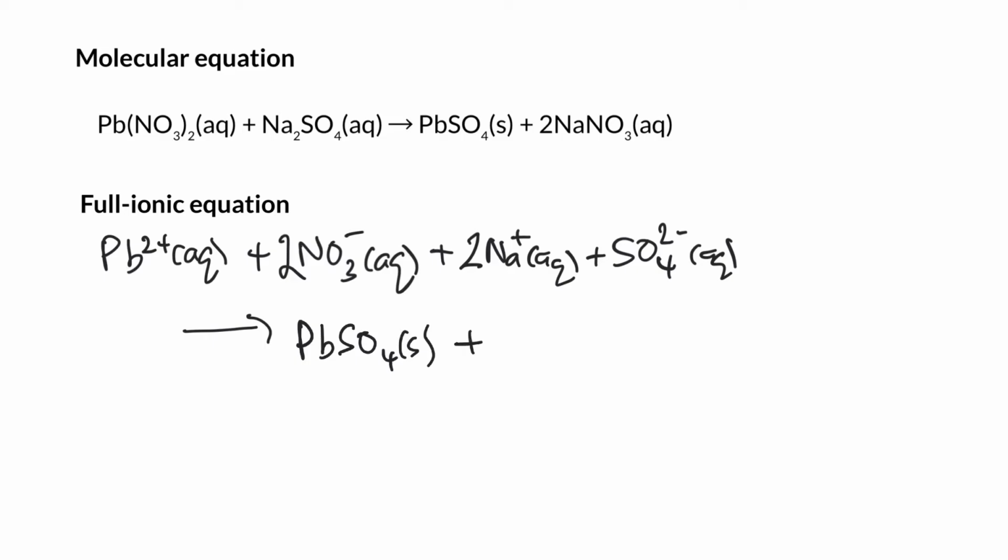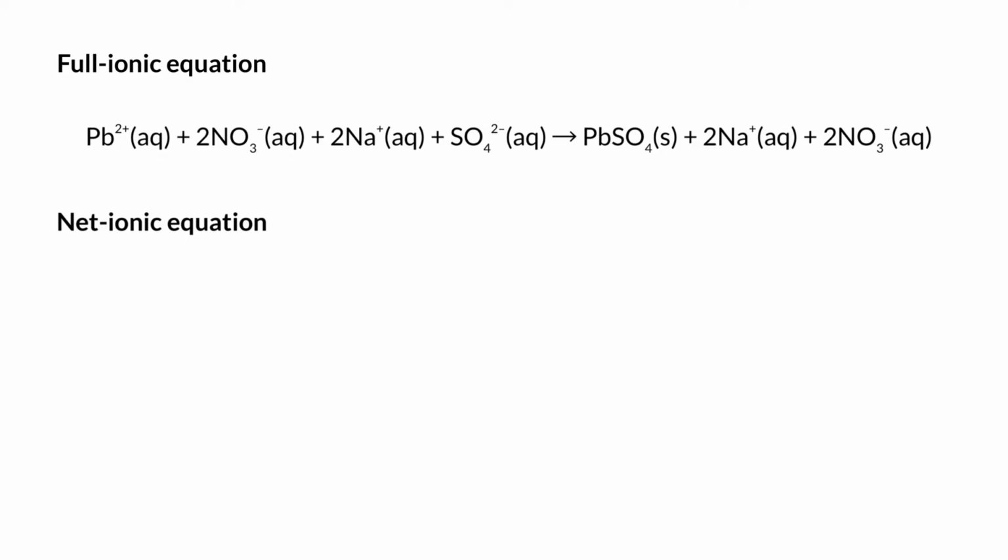But those sodium nitrates, those naughty sodium nitrates, they are dissolved. And so when they've dissolved, they've broken down and formed 2 sodium ions and also 2 nitrate ions. And so that gives us our full ionic equation. So that's our full ionic equation. So I've gone ahead and rewritten it.